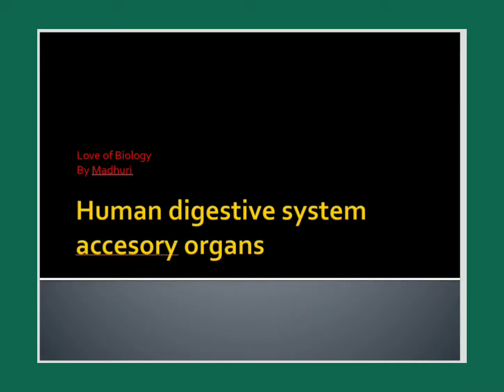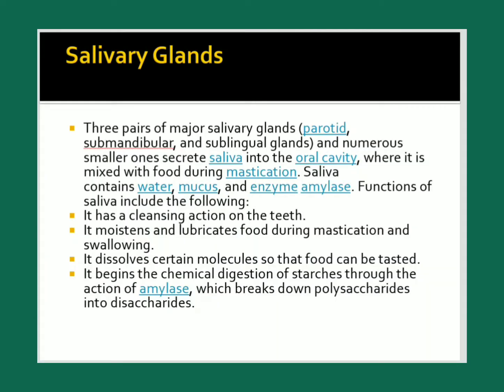Today we are going to learn about human digestive accessory organs. What are these organs? Glands, actually, which are helpful in digestion. So let us see first the salivary glands. Three pairs of major salivary glands, like the parotid, submandibular and sublingual glands, and numerous small ones are present, which secrete saliva into the oral cavity where it is mixed with the food during mastication.